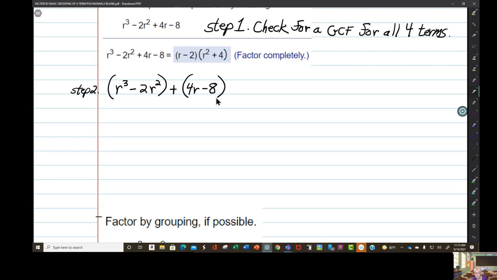Now I go on to step two, which is to put parentheses around the first two terms and parentheses around the second two terms and make sure there's a plus in the middle. You must have a plus in the middle. Okay. Now, step three. Factor each set of parentheses by GCF.